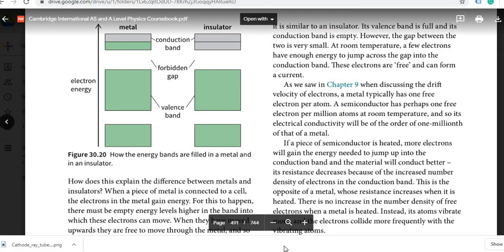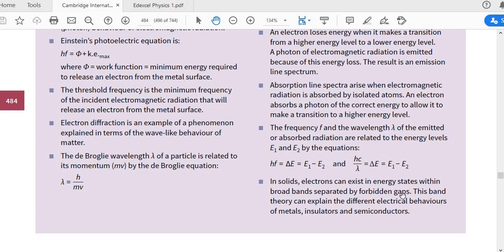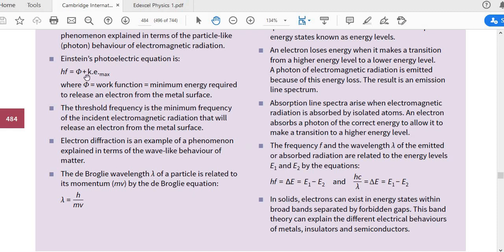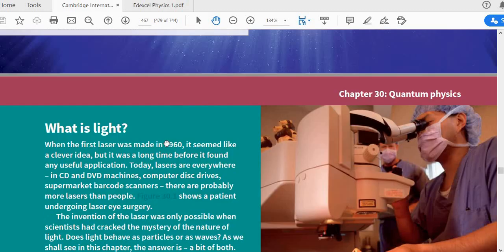Okay, so you see electrons can exist in energy states within broad bands, conduction band, valency band, separated by forbidden gaps. This band theory can explain the different electrical behaviors of metals, insulators and semiconductors. You saw those diagrams. Okay, so let's go into detail now. Alright, so back to the beginning. Let's go through this quickly.